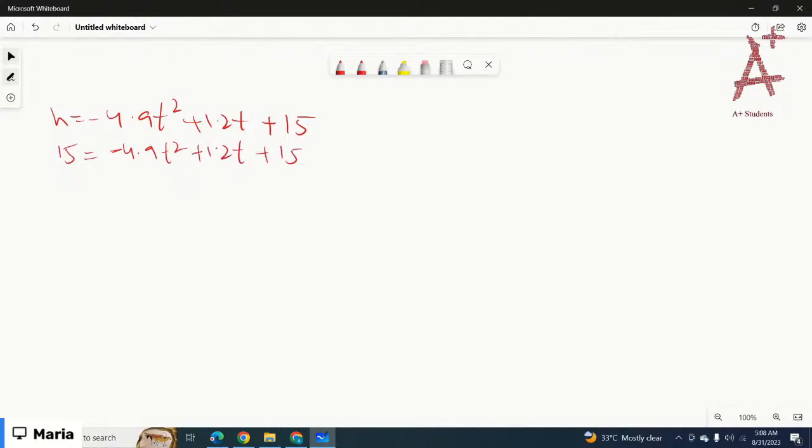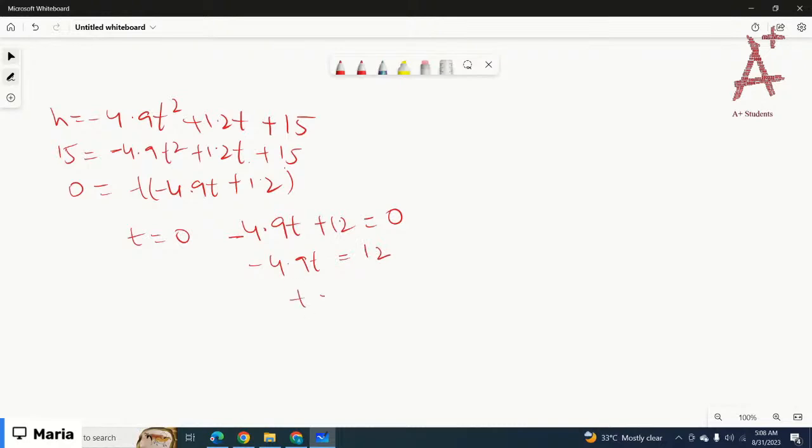So 15 minus 15 is 0 when you move this other side, right? You are left with 0. You can take t common and you are left with negative 4.9 t plus 1.2. So when you equate them with 0, it would be t equals 0 and negative 4.9 t plus 1.2 equals 0, right? So it would be negative 4.9 t equals 12. So t equals 12 divided by negative 4.9.